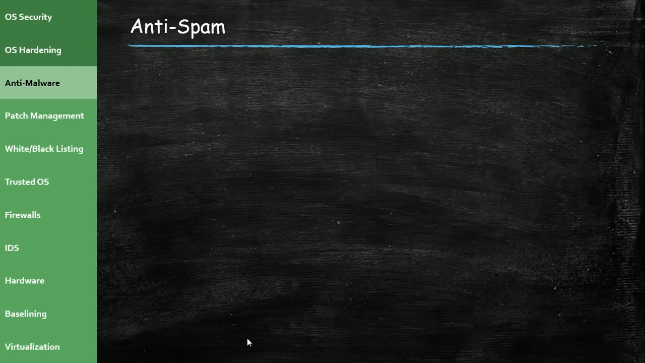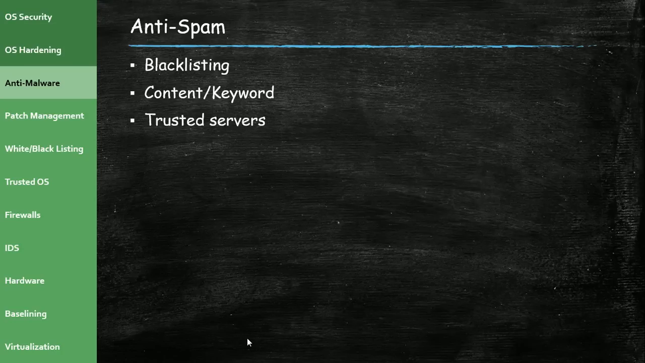The next is anti-spam. So we all know what spam is, and I'm not talking about the canned meat. We're obviously talking about unwanted emails. So one method of protecting against spam is blacklisting. So you can blacklist known domains or known senders of spam. So that's certainly one option. It's fairly effective, but you have to know about that source before you can blacklist it. You can look for content or keywords that are typical of spam. You can have trusted servers, so servers that are not spammers, that you're going to always accept email from, that you don't have to do any of these little tricks to try to catch spam.